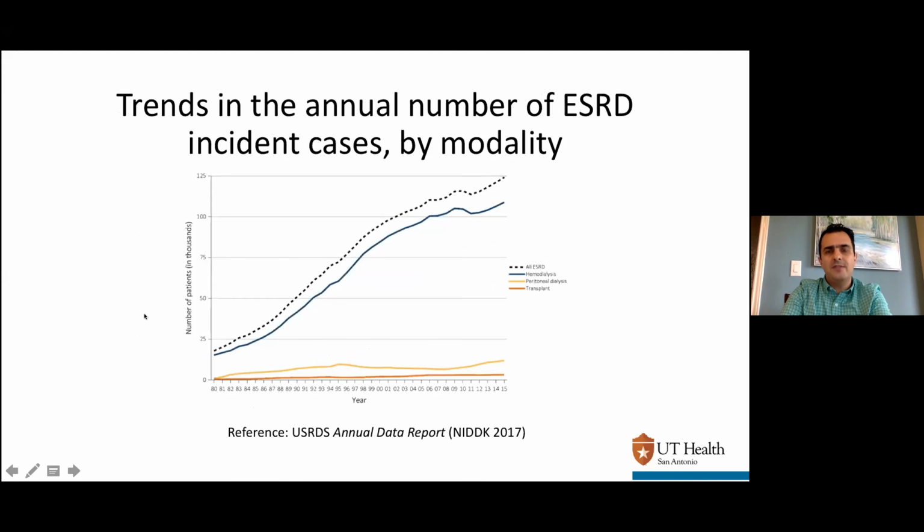If you look at the trend of the annual number of ESRD incident cases by modality, you can see that for the last 2-3 decades there is an increase in the incident rate, especially in hemodialysis. The hope is that if we catch all of these patients early in the process of CKD, and we do things like blood pressure control and other things we'll talk about, to prevent or at least slow the progression to ESRD, that would flatten the curve or maybe slow down the progression of these patients.